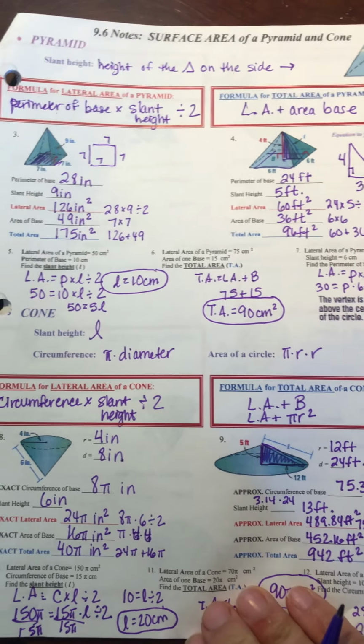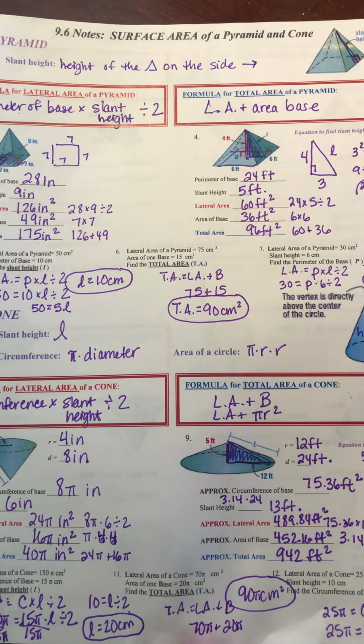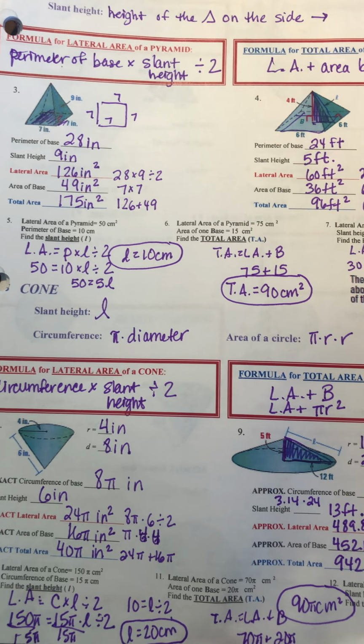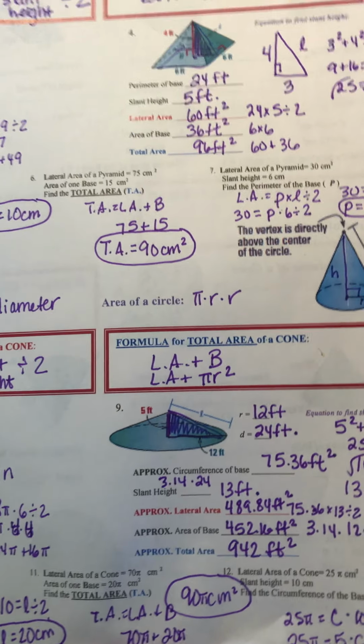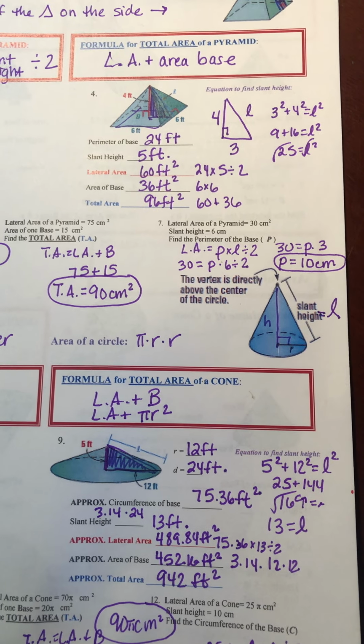Just to review one more time, pyramids and cones, one base. We follow our formulas, which are essentially perimeter times slant height divided by 2. And to find the total area, we add on the area of the base one time.